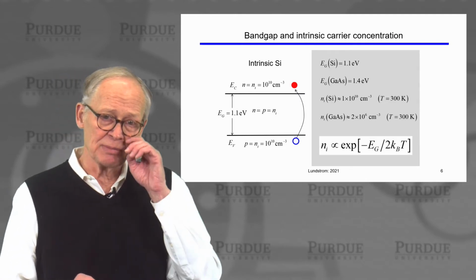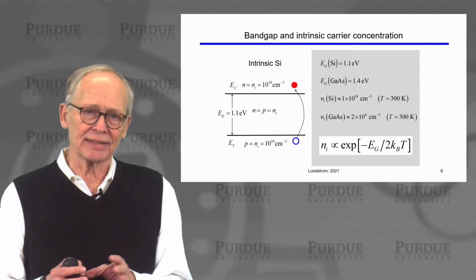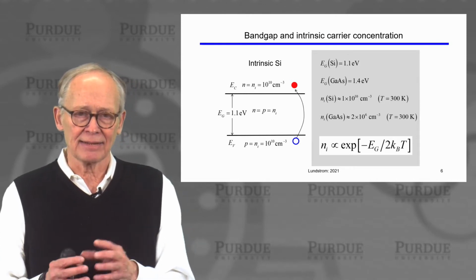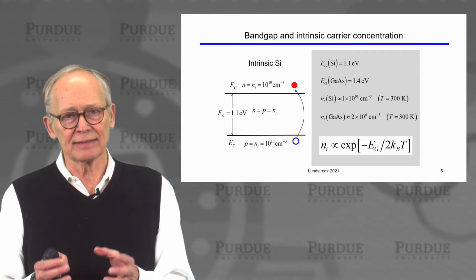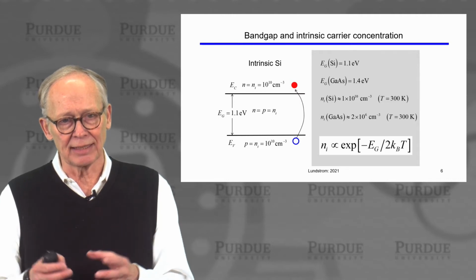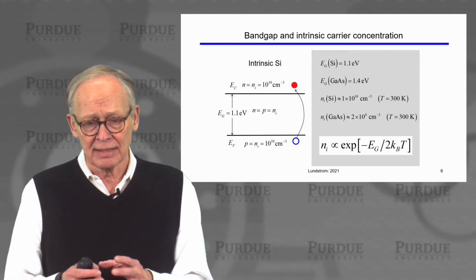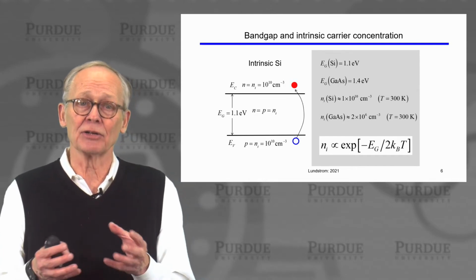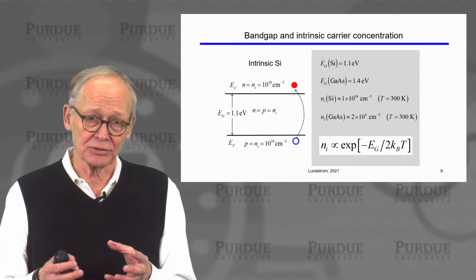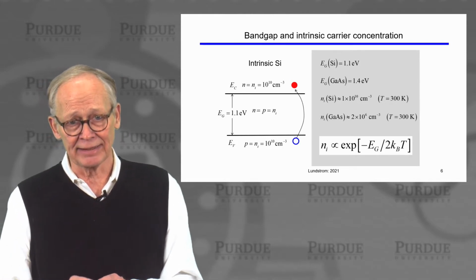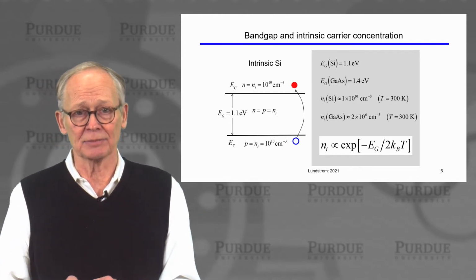So the thing you should remember is that this intrinsic density varies exponentially with temperature and band gap. The hotter the semiconductor is, the more covalent bonds we break, and we generate exponentially more intrinsic carriers. The higher the band gap is, the harder it is to create these intrinsic carriers. So the intrinsic number decreases exponentially with band gap and increases exponentially with temperature.